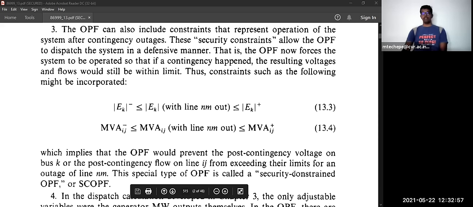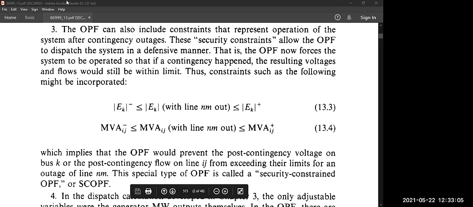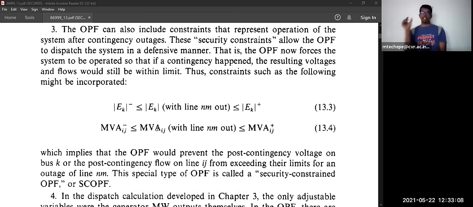So what we are doing is making the post contingency analysis, whether that particular outage may happen in the particular line NM. Even if it happens now, what might be the voltage, what might be the reactive power changes, that we are predicting beforehand. So this special type of OPF is called security constrained optimal power flow.